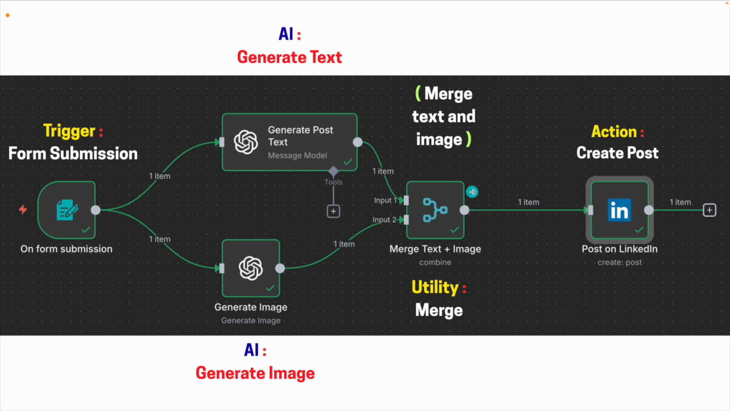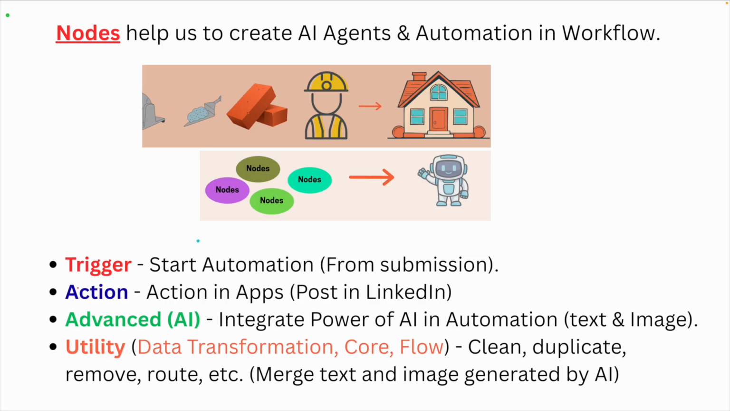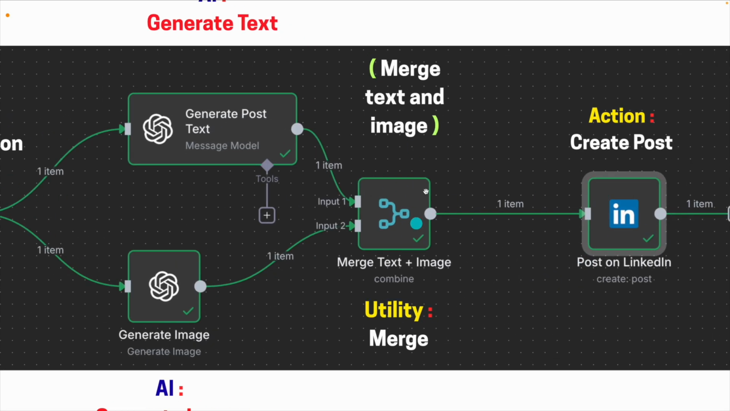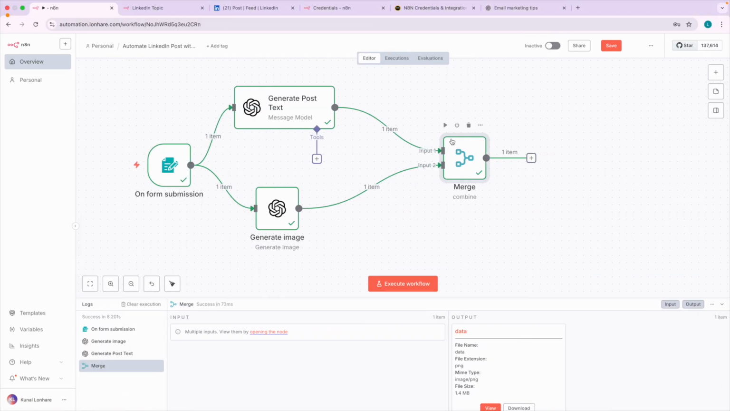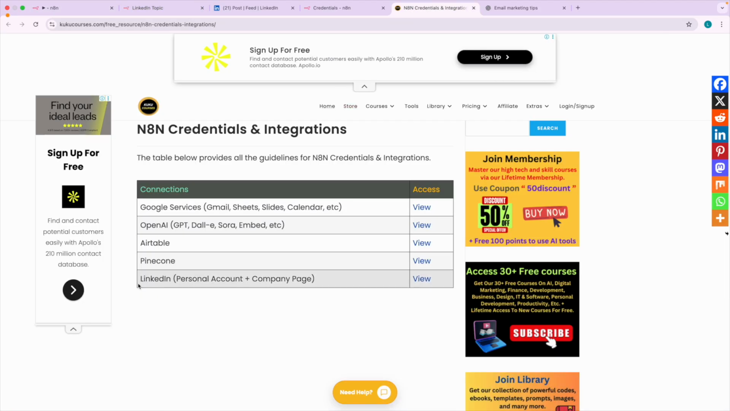Once we have done this, now the last part is the action. If you notice here, we have performed the trigger, we have performed the AI action node, and we have also used utility to merge the data. Now we are going to perform an action, and actions are always performed in the apps. In our case, it will be LinkedIn, and the particular task will be post. That is what we are going to do now. Once we have the data merged, we are going to use this merged data to post on LinkedIn. So make sure that in your n8n you have connected LinkedIn.